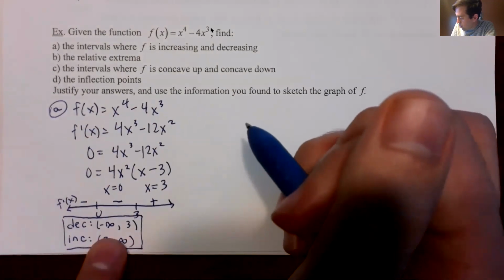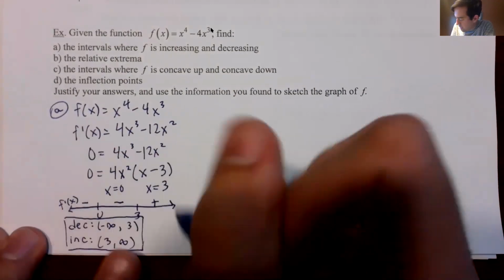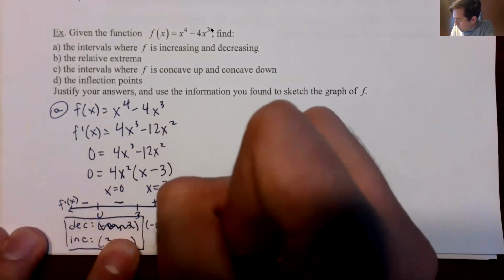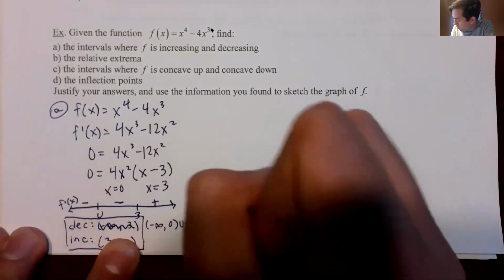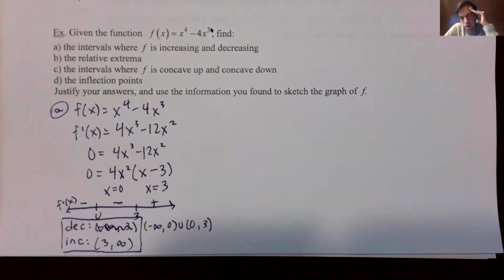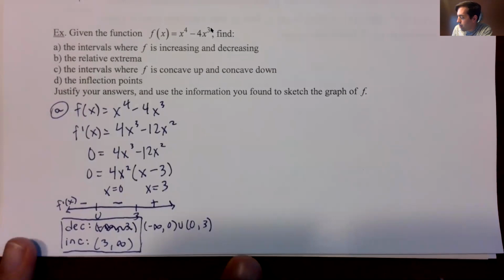Technically, I think we might want to include a break there. So I'm going to actually edit this answer. For the decreasing part, I'm going to put negative infinity to 0, union 0 to 3. Because actually at the 0, we're going to have a horizontal tangent line. So it's technically stable for that exact point and not decreasing. I don't know. We can argue that in class if you want. But let's move on to letter B.